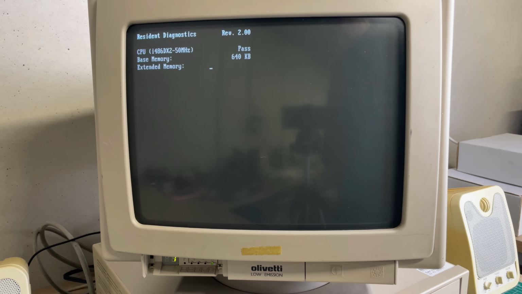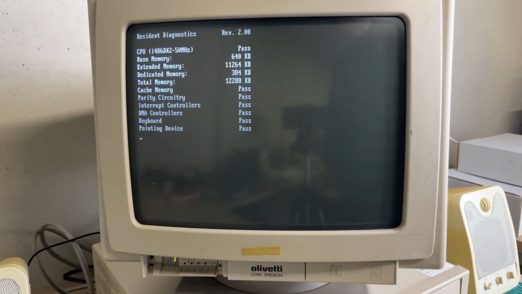No, that's not a really messy desk you're seeing in the reflection of the CRT. What we are seeing is the extended memory test. Let's see how much memory we have in this machine. I'm guessing 8 megabytes, but I could be wrong. Which I am, because it's going all the way up to 12 megabytes. And then the machine really comes to life. Interrupt controllers, DMA controllers, keyboard, pointing device, everything passes.